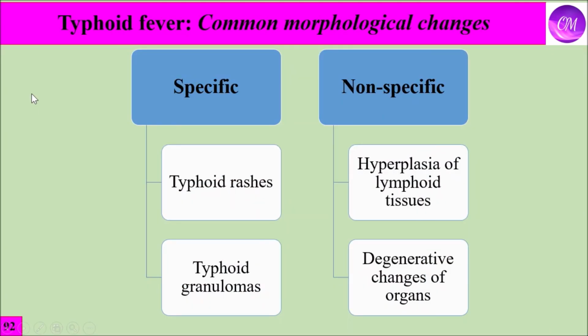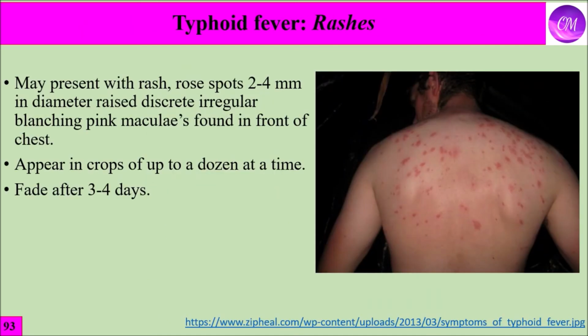The common morphological changes in typhoid fever can be classified into specific changes and non-specific changes. Specific changes present as 2 clinical signs: the typhoid rash and typhoid granulomas. But non-specific morphological changes are the hyperplasia of lymphoid tissues and degenerative changes of organs.